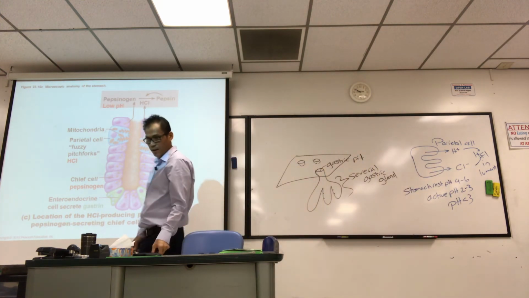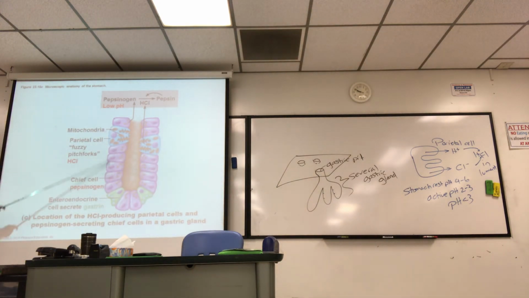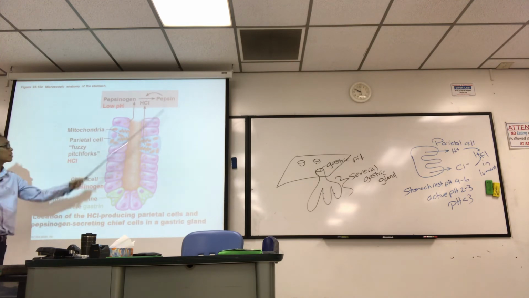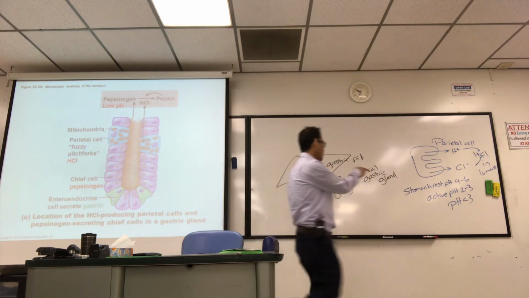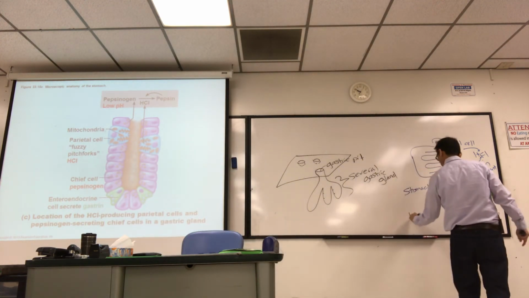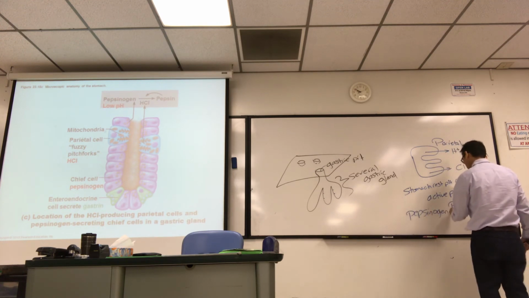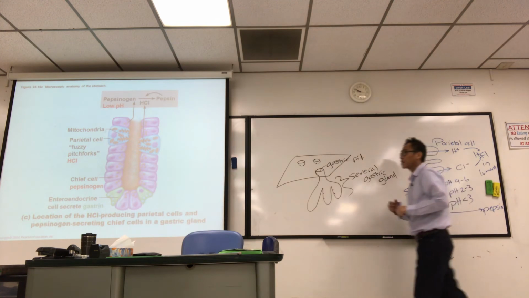Pepsinogen is secreted by the chief cells. Pepsinogen is the inactive form. Low pH activates it to its active form, pepsin, which digests proteins in the stomach. So low pH, less than 3, you get pepsinogen converted to its active form, pepsin, in the lumen of the stomach, where it's acidic.